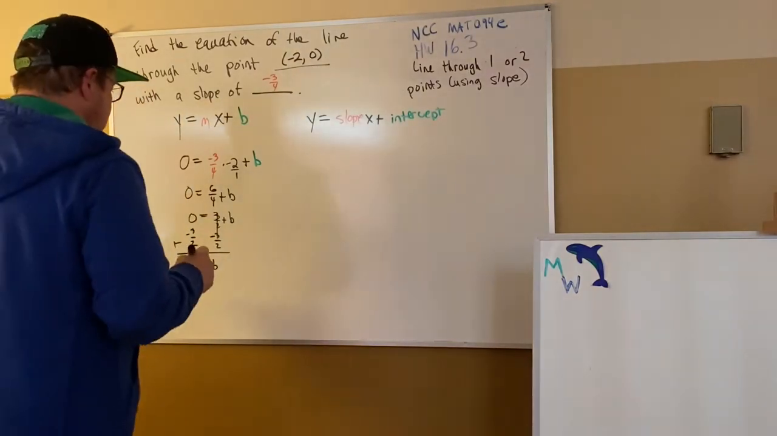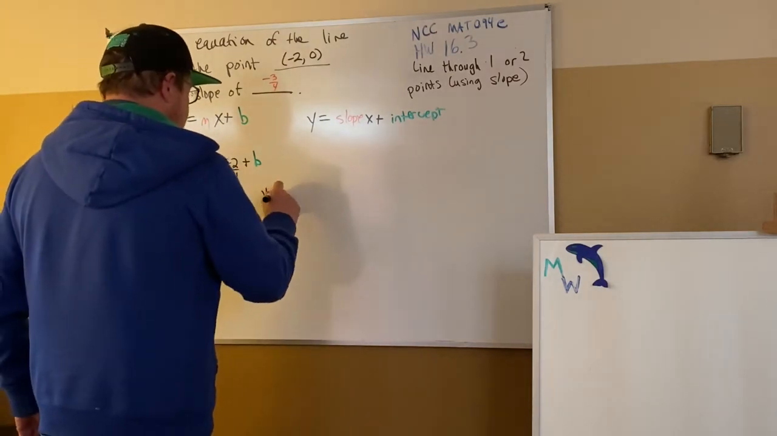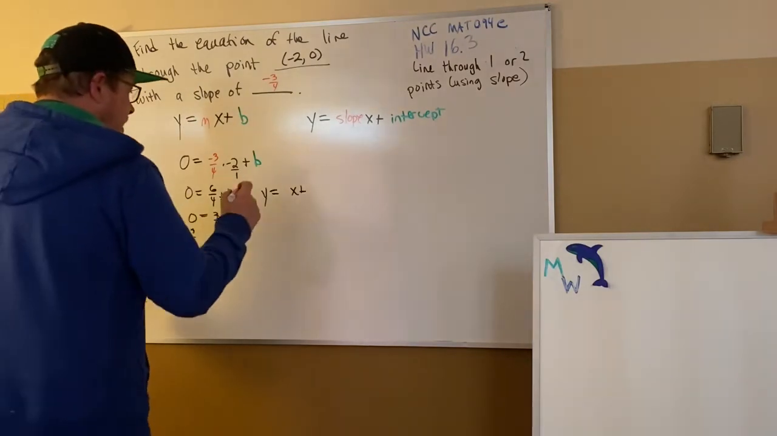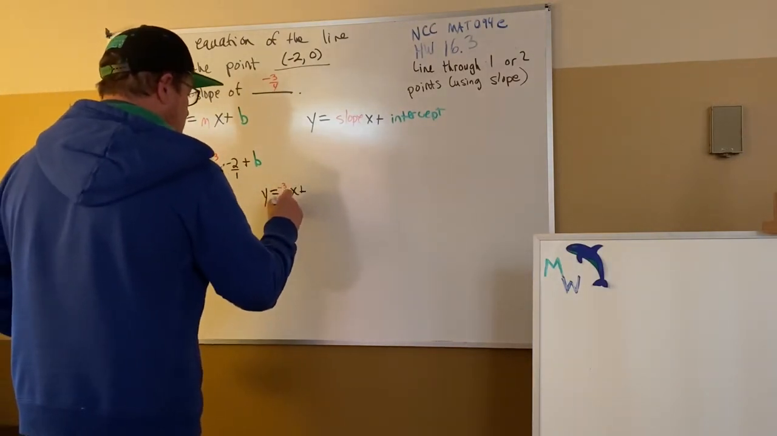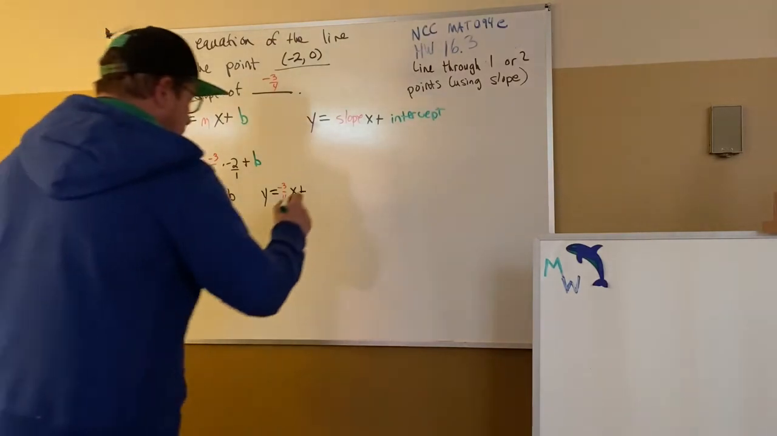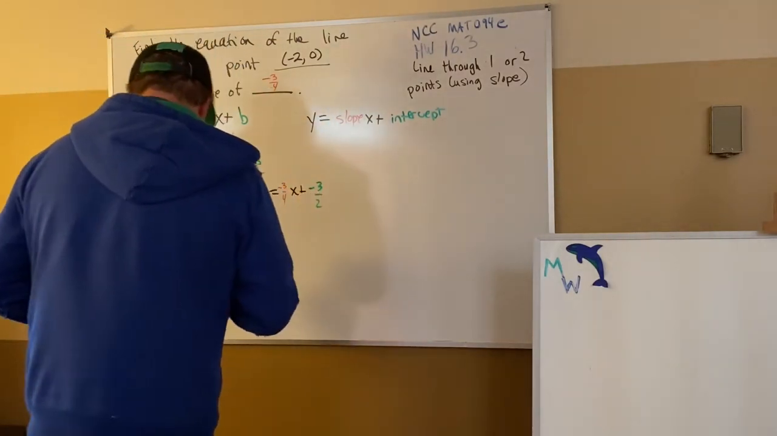So I'm going to go ahead and work it out that way. So now y equals slope x plus intercept, right? Slope was the value they gave me, -3/4, x plus the intercept, which is -3/2. And for what they're looking for, I got it.